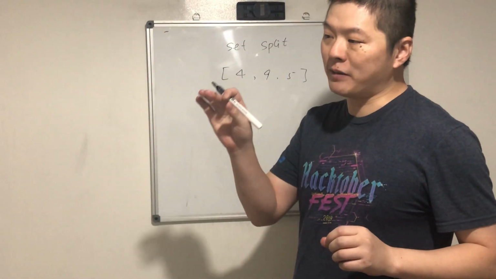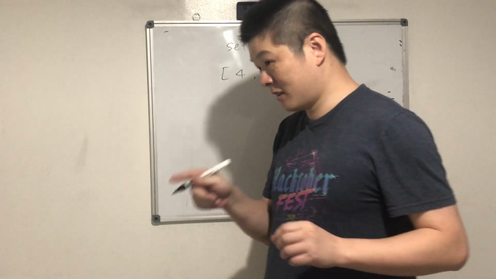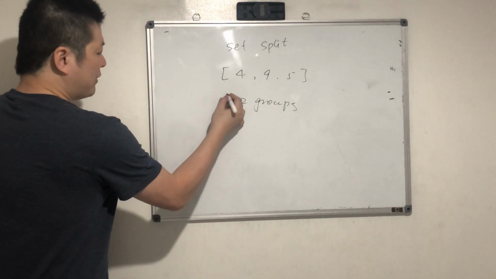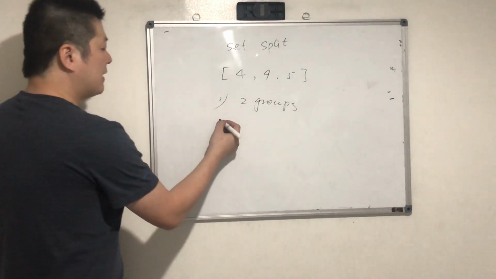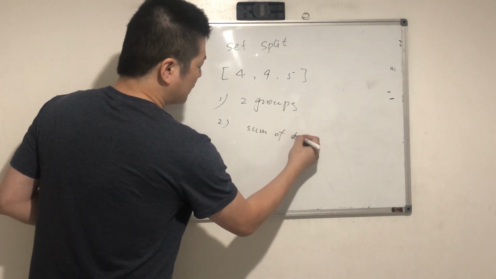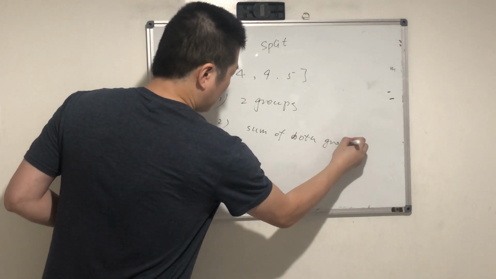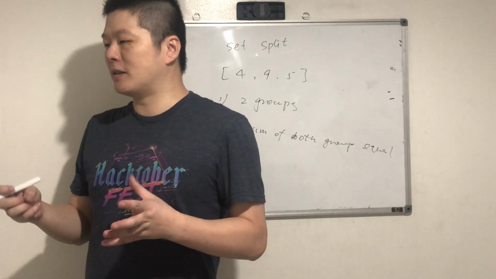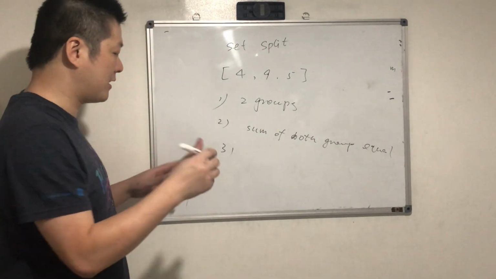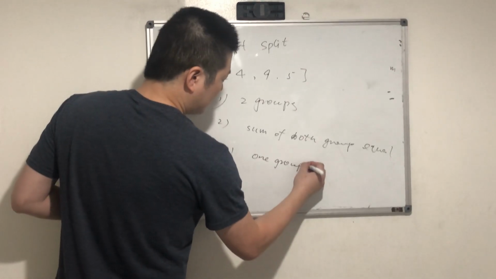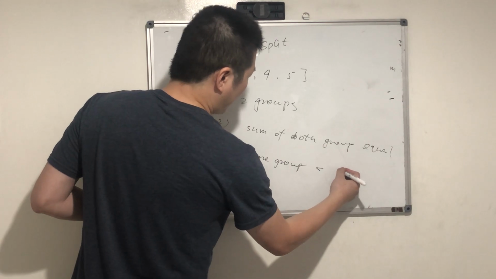Two groups. Each group should have at least one number; it cannot be an empty group. Does it make sense? So that's the first requirement. The second requirement is that the sums of both groups are equal. And the third requirement is that the numbers in one group are strictly smaller than the numbers in the other group.